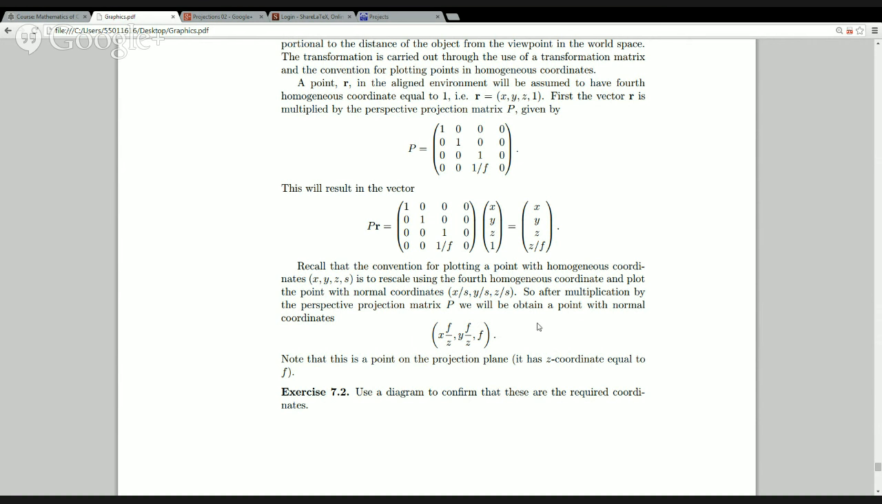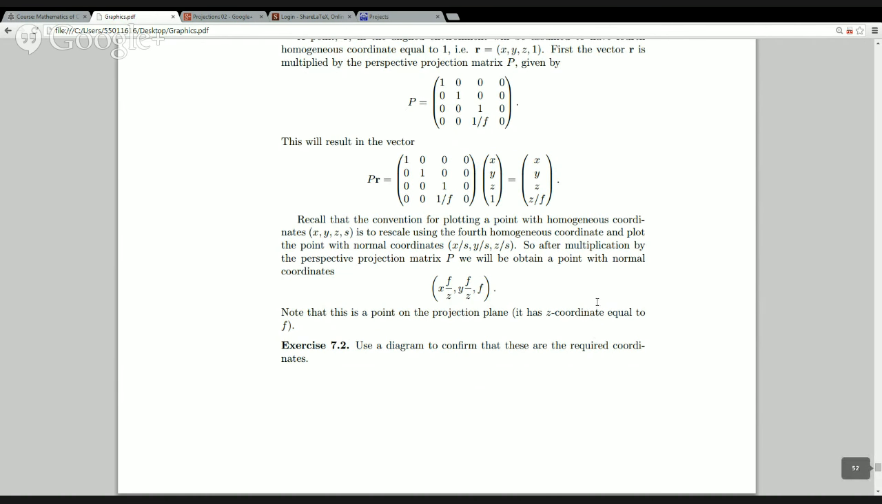So we've got this two-step process: multiplying by this projection matrix P, which is given there, and then applying the convention for rendering a point with homogeneous coordinates to get the point that it represents. That convention is that you rescale the first three components by the fourth scalar homogeneous coordinate.